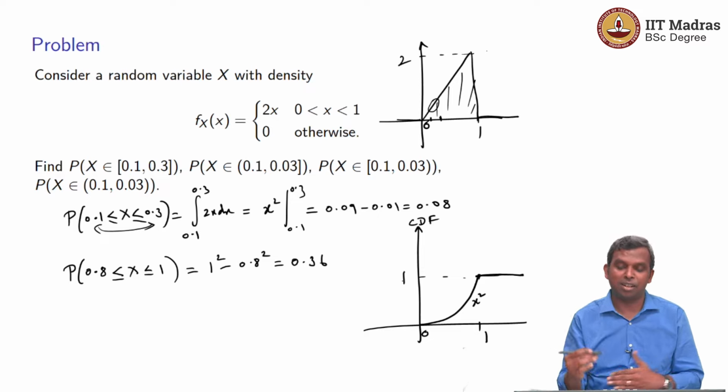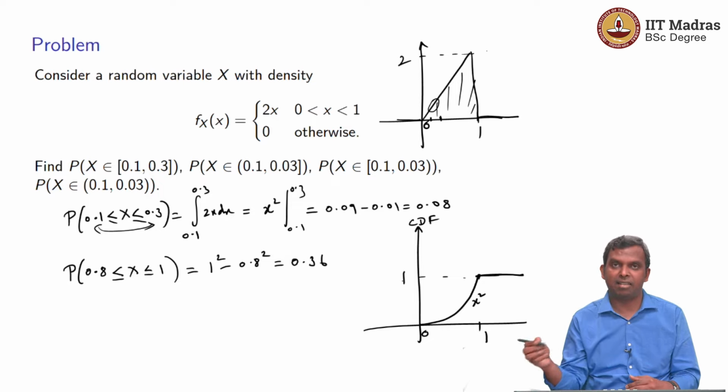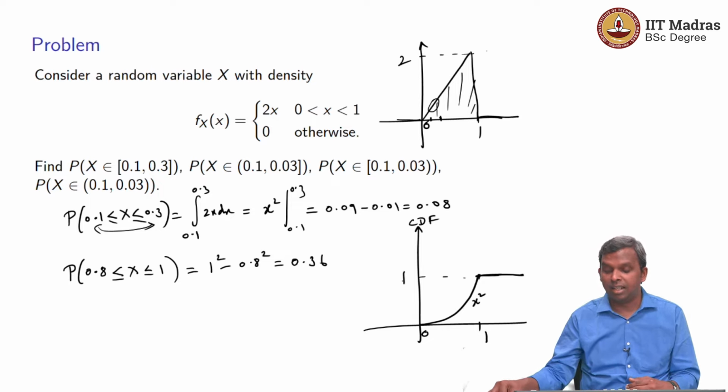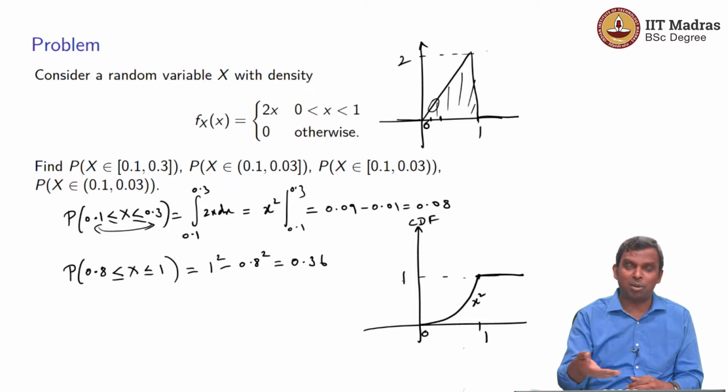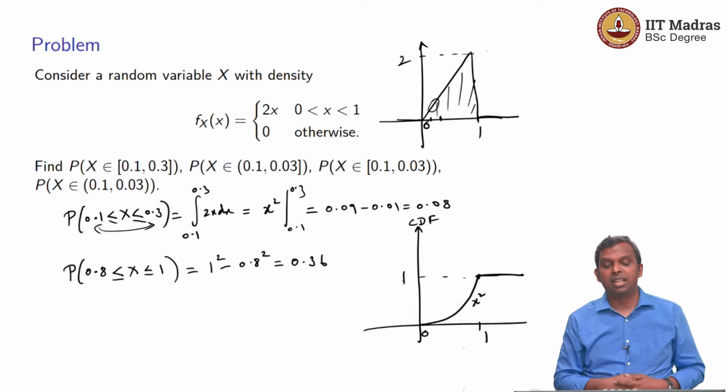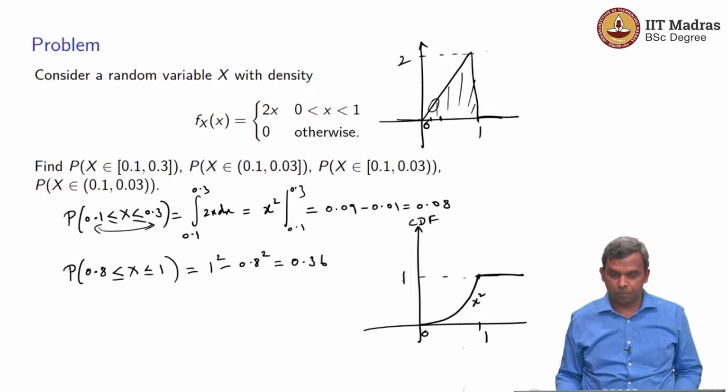So notice how the antiderivative of the PDF becomes the CDF, and notice how the CDF doesn't truly tell you how the probability is going to behave, and the PDF is telling you exactly how the probability behaves.